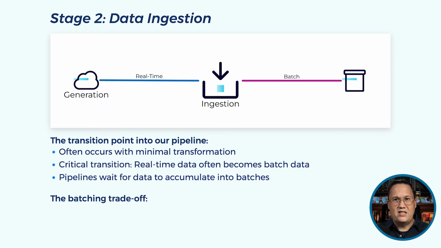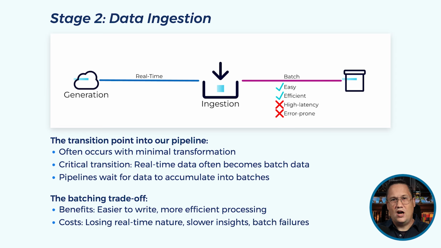This fundamentally changes the nature of the data and creates another trade-off. Batching has clear benefits. It's often easier to write and can take advantage of certain efficiencies. However, the costs are significant. We lose the real-time nature of the data, insights take longer to arrive, and pipeline failures can result in reprocessing entire batches.